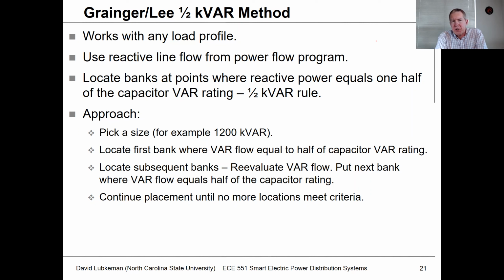And this could be used in conjunction with the power flow program. So when you guys are doing your project, I'm basically asking you to take a look at applying this rule for the circuit you have, the buck swamp circuit. What this method does is, given that you have a size of capacitor that you want to use in the circuit, you look at locating this capacitor bank at a location where the reactive power flow equals 1/2 of the capacitor VAR rating.